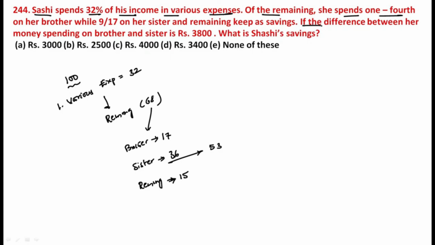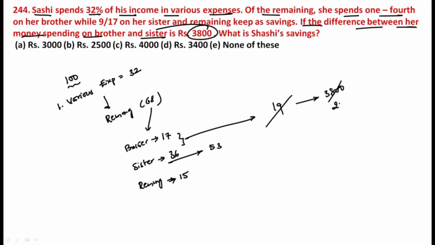For the calculation, the difference between her money spending on brother and sister is 3,800. Now see, the difference of these two units is exactly equal to 19 parts. If 19 parts is equal to 3,800, now each unit is equal to 200. Now the question, what is Shashi's saving? Shashi's saving is 15 units. So 15 into 200 is exactly equal to 3,000 rupees.